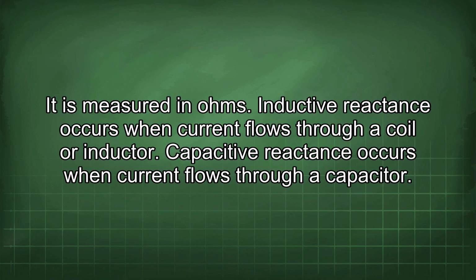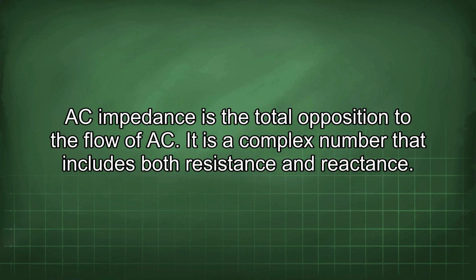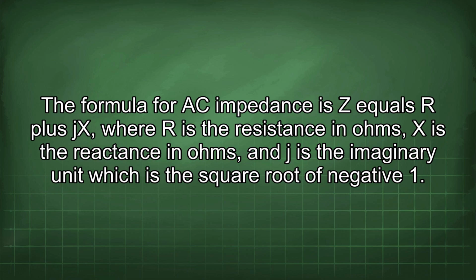Inductive reactance occurs when current flows through a coil or inductor. Capacitive reactance occurs when current flows through a capacitor. AC impedance is the total opposition to the flow of AC. It is a complex number that includes both resistance and reactance. The formula for AC impedance is Z equals R plus jX, where R is the resistance in ohms, X is the reactance in ohms, and j is the imaginary unit, which is the square root of -1.